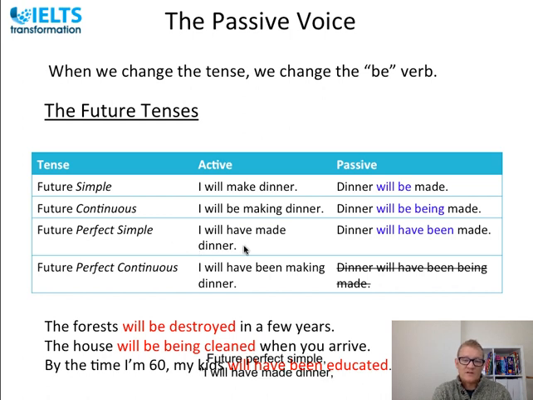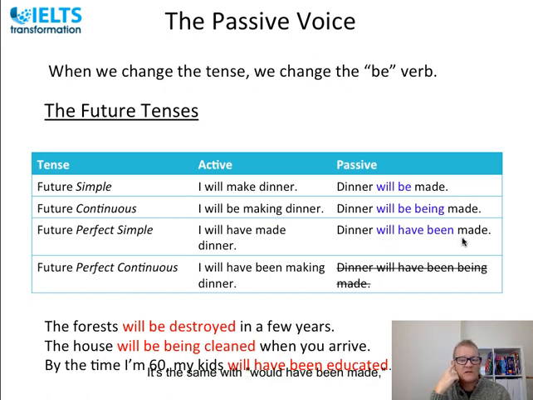Future perfect simple: I will have made dinner, dinner will have been made. Notice the pronunciation, not "will have", but "will've". And this is why these sort of structures are difficult, because you can't hear them.